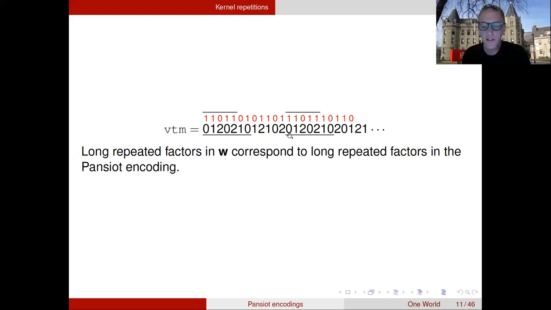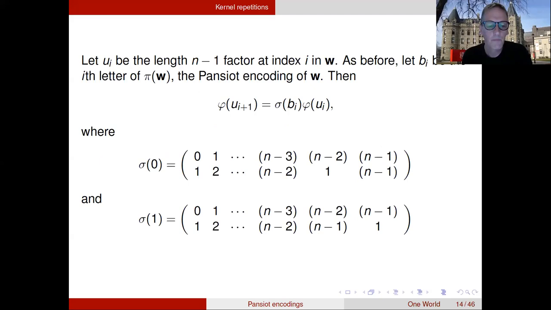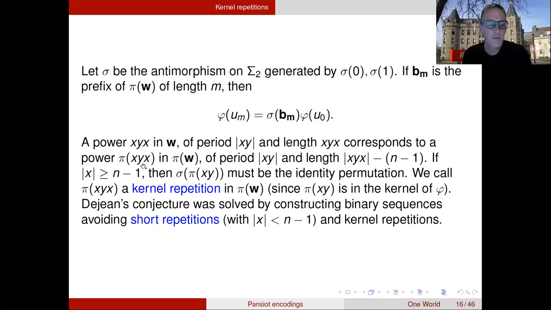which means if I take the permutation corresponding to 0, 1, and I multiply it by permutation sigma 1, sigma 1, sigma 0, sigma 1, sigma 1, sigma 0, sigma 1, sigma 0, sigma 1, sigma 1, sigma 0, sigma 1, it takes me back to 0, 1. So in other words, this piece of the Pansiot encoding under the map phi goes to the identity permutation. So when I have a power in W, it gives me a power in the Pansiot encoding. And if I have a power in the Pansiot encoding corresponding to a power in W, this section XY, sigma of pi of XY has to be the identity permutation.